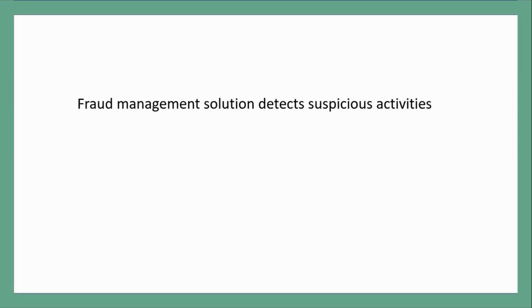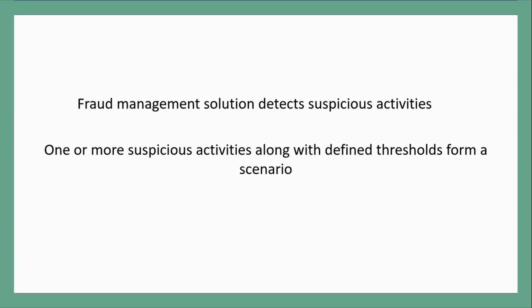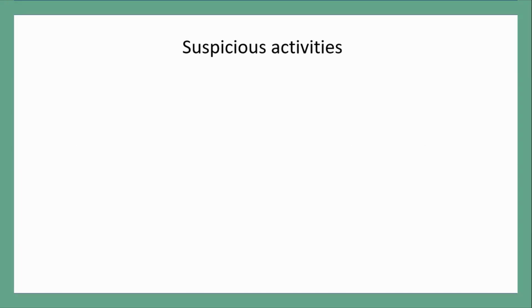So we will basically look at suspicious activities, because first, for individual activities, we need to identify whether they are suspicious or not. And then these suspicious activities, one or more together, based on a defined threshold, form a scenario in most cases. We'll see an example of that later, but let's first look at different types of suspicious activities which a fraud management solution should be able to detect.